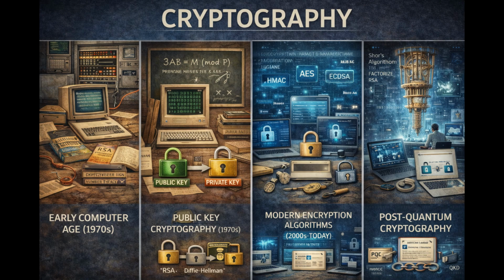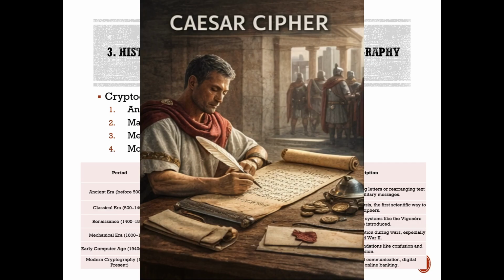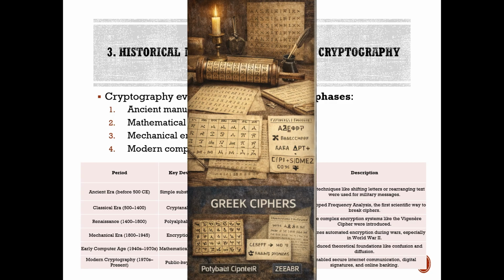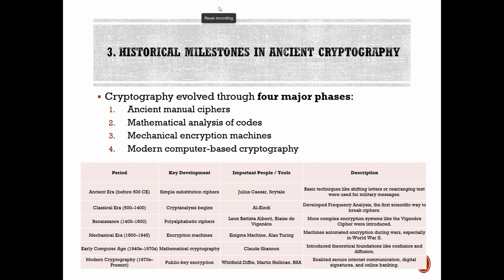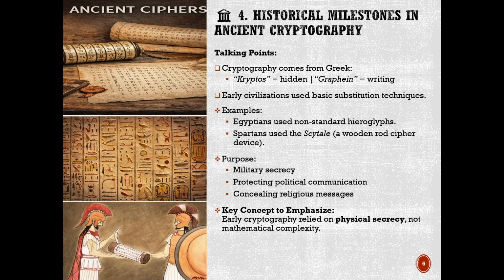It is important to note the Caesar cipher, which is derived by shifting the alphabet by a number of positions. Basic techniques like shifting letters or rearranging text were used for military messages, all the way to modern cryptography from the 1970s to present, where we've been using a multitude of different technologies. We'll move on to the next talking point.